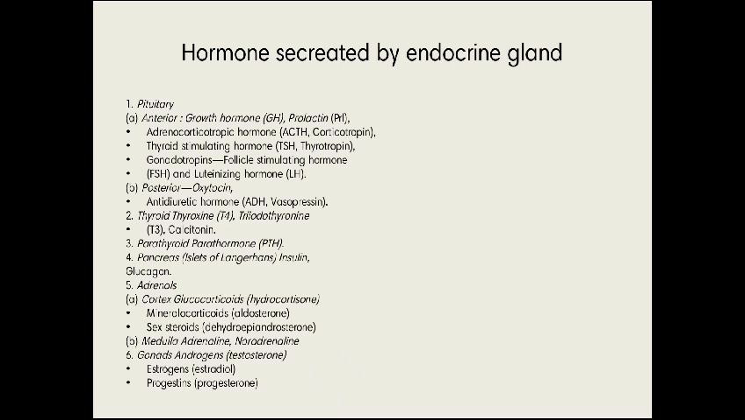Our first endocrine gland is pituitary gland. It is divided into two parts, which is anterior pituitary and posterior pituitary. The hormones secreted by anterior pituitary are growth hormone, prolactin, adrenocorticotropic hormone, which is also known as ACTH or corticotropin, thyroid stimulating hormone, gonadotropins like follicle stimulating hormone, which is FSH, and luteinizing hormone, which is also known as LH.